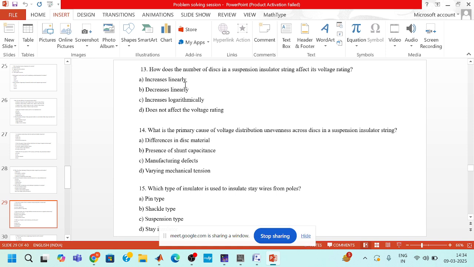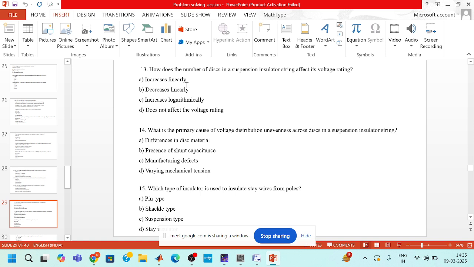It should be increases linearly, I think. Maybe A or C, madam. That's why I am confused. Option A is correct, because you are right. If the voltage rating is 132 kilovolt, then 132 divided by 11 is 12 discs, but we are using nine discs, madam, for 132 kV, because string efficiency is also calculated. That's why as voltage increases, the number of discs also increases. Okay, so the correct option is A, that is it increases linearly.